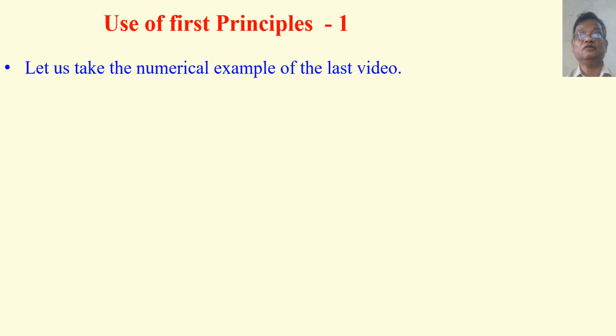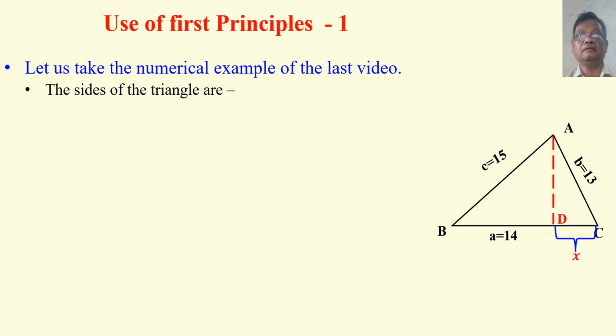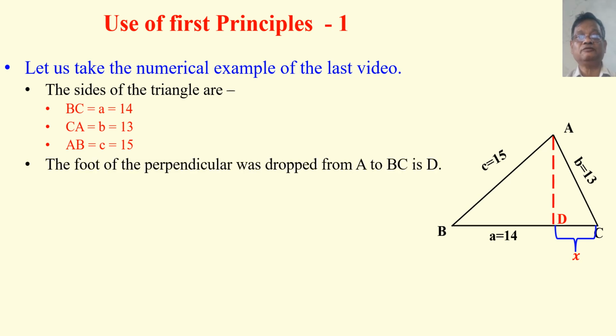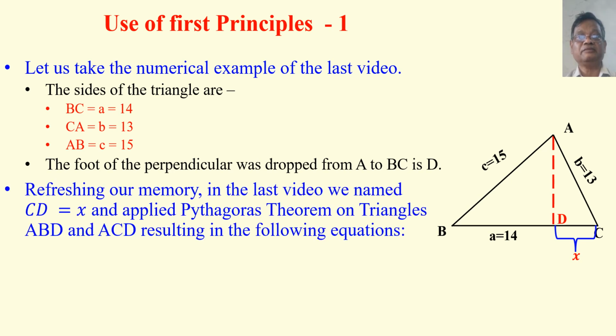Let us take the numerical example of the last video. The sides of the triangle are BC equals lowercase a equals 14, CA equals lowercase b equals 13, AB equals lowercase c equals 15. The foot of the perpendicular dropped from A to BC is D. Refreshing our memory, in the last video we named CD equals x and applied Pythagoras theorem on triangles ABD and ACD, resulting in the following equations.